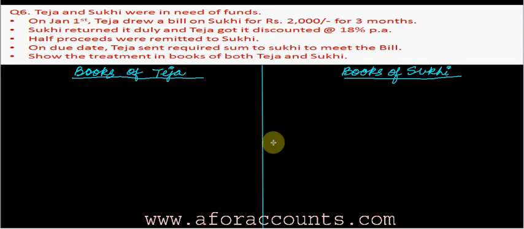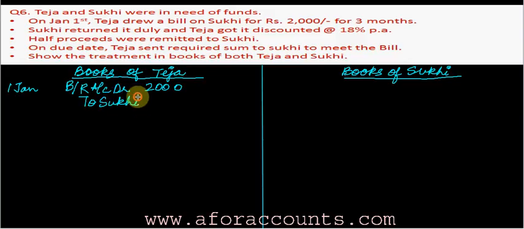So let's start. Books of Teja, books of Sukhi. On 1st January, Teja drew a bill on Sukhi for rupees 2000 for 3 months. Okay, so on 1st January, drawer is Teja. So in his books, entry will be, since he is drawing, bill receivable will be for Teja. So bill receivable account debit by 2000 for 3 months to Sukhi, $2,000, and it will be bill payable for Sukhi.